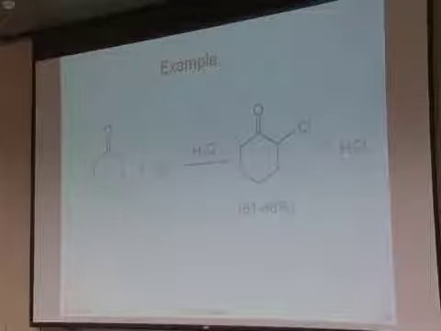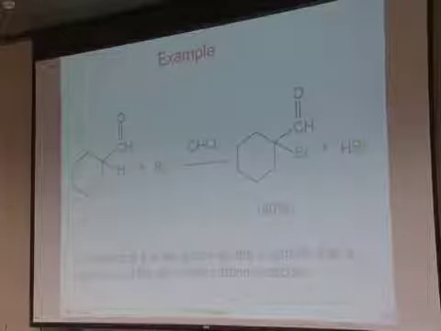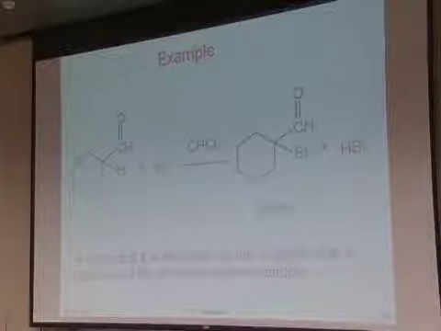When you have cyclohexanone and you are adding Cl2 in water, you can achieve the alpha halogenation. So you are getting the Cl at the alpha carbon. Another example, when you have cyclohexyl carbaldehyde and you are adding Br2 in chloroform, you are achieving the alpha halogenation. You do not replace this hydrogen, you do not replace this hydrogen, you do not replace the hydrogens here. You're only replacing the alpha hydrogen, and you're getting it in a very good yield. In 80% yield, you are getting the alpha bromination.